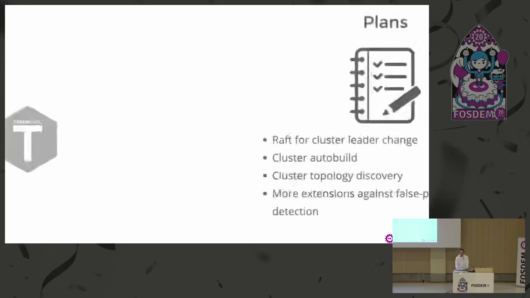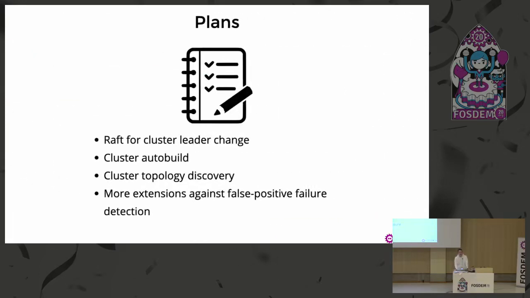And what are the plans for further development of SWIM as a protocol and as a part of Tarantool? First, as I said, it's a really promising idea to replace some part of Raft by SWIM, and we are going to try this. SWIM can be used for cluster auto build and auto configuration, so you just start several Tarantools, they discover each other and join into a replica set without any configuration. And there are some ideas about more extensions to SWIM which could be added, especially against false positive failure detections.